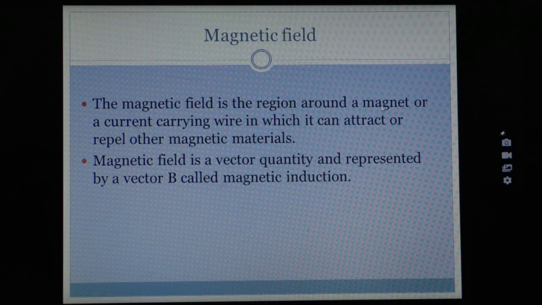We call this bar magnet a permanent magnet, and this current carrying wire which creates a magnetic field is known as a temporary magnet, because its magnetism depends upon the current which passes through the wire. As current is passing, the wire shows magnetism. When there is no current, then the magnetic field disappears. Magnetic field is a vector quantity and represented by a vector capital B, which is known as magnetic induction.